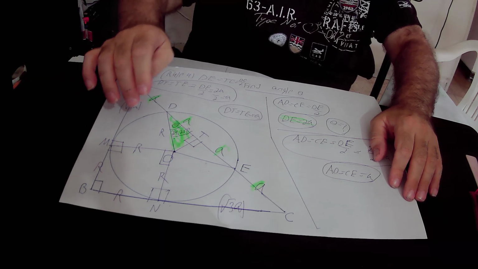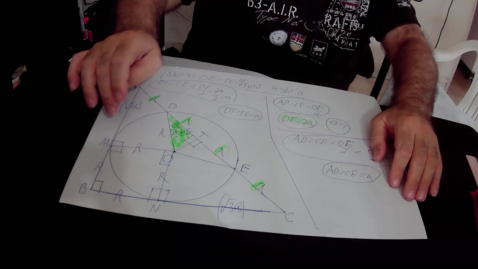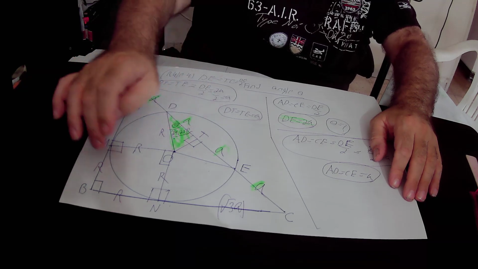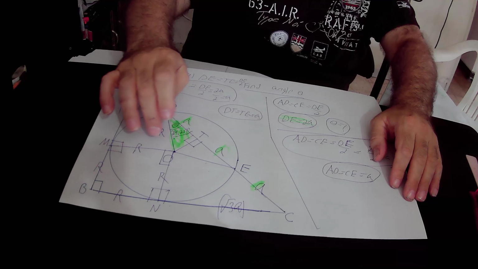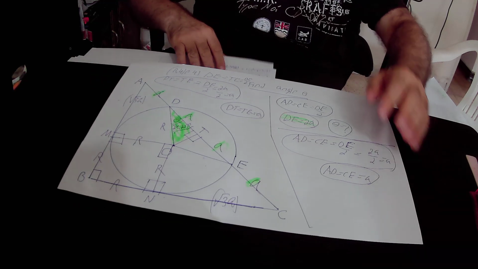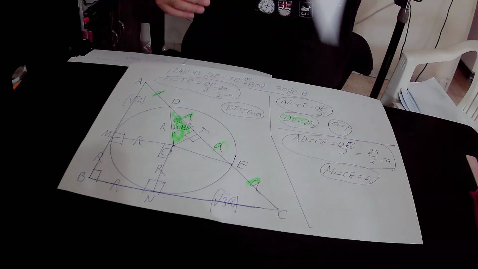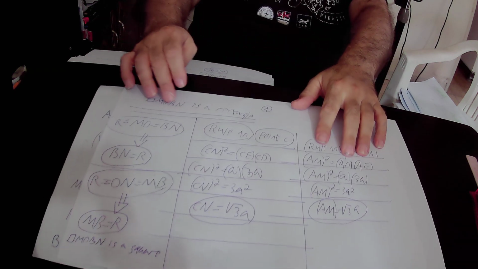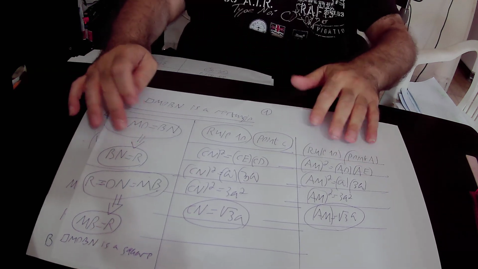We know that the opposite sides of a rectangle are equal to each other. That is to say, MO equals BN. But MO equals R according to what we have already found. And from this equation, R equals MO equals BN, we derive that BN is also equal to R.